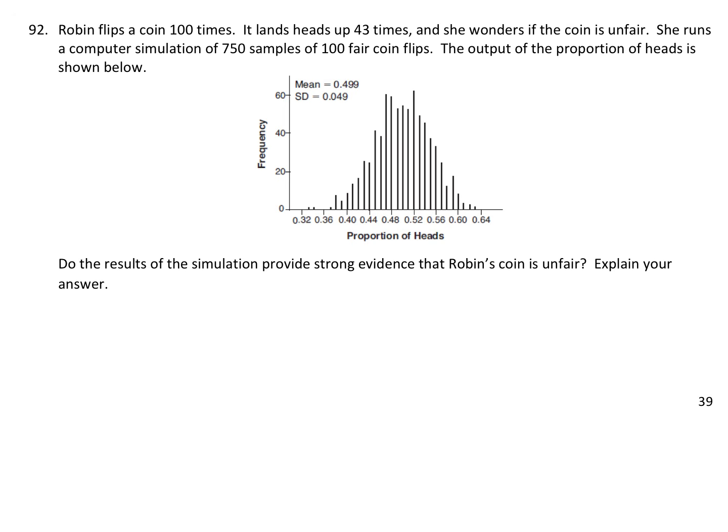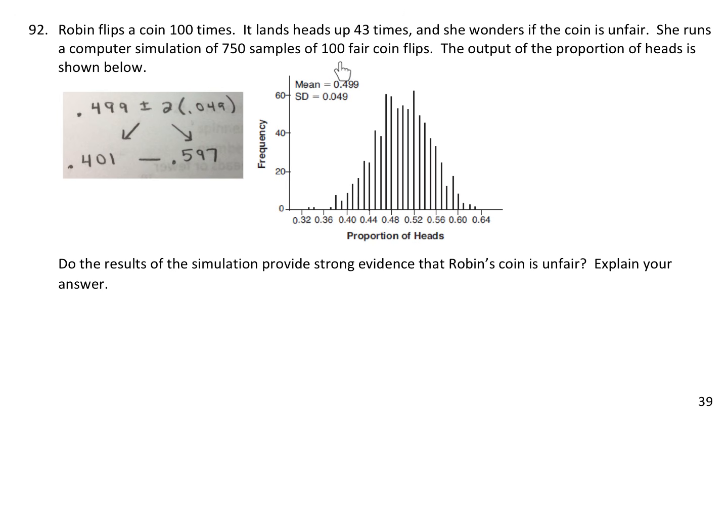Okay, number 92. Robin flips a coin 100 times. It lands heads up 43 times, and she wonders if the coin is unfair. She runs a computer simulation of 750 samples of 100 fair coin flips. The output of the proportion of heads is shown below.